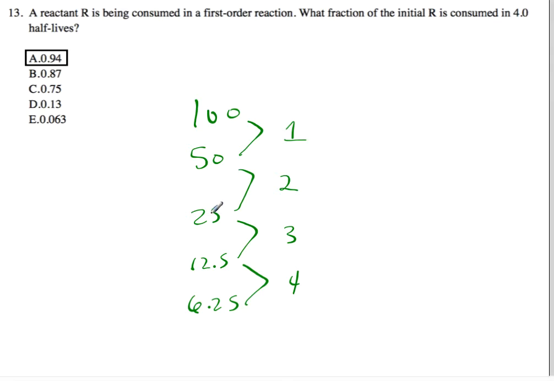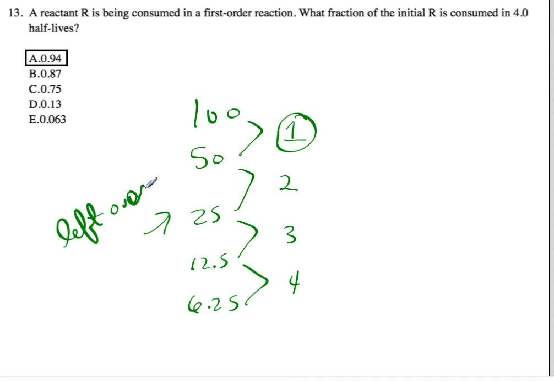Notice the numbers decrease by half each time. The definition of a half-life is the amount of time it takes for a sample to decrease by 1/2. So I go 100 to 50 is 1 half-life, 50 to 25 is 2, 25 to 12.5 is 3. After 4 half-lives, you go from 12.5 to 6.25. This tells you the amount that's left over.